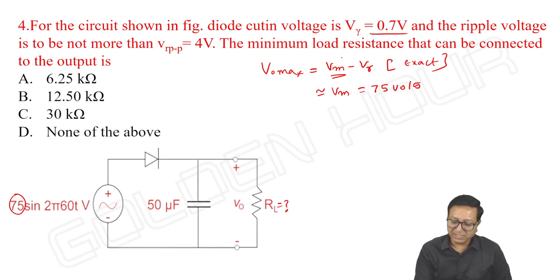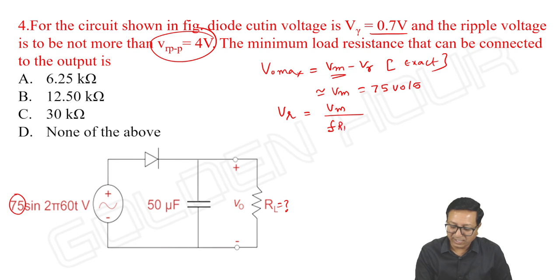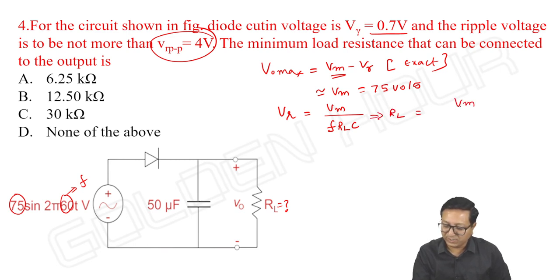Okay, then the peak to peak ripple height is given. So we know the formula, peak to peak ripple height is equal to Vm by F RL into C. Vr is known, Vm is known, F frequency is also known, that is 60 Hz, and capacitor is 50 microfarad. So RL is equal to Vm by Vr into F into C. Vm is 75 by Vr 4, F is equal to 60, capacitor is 50 microfarad.